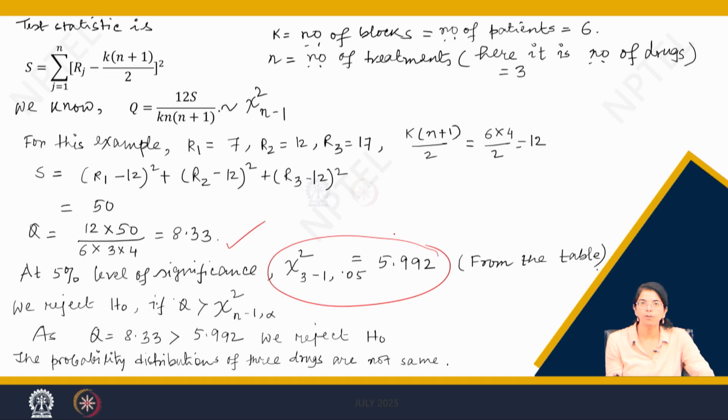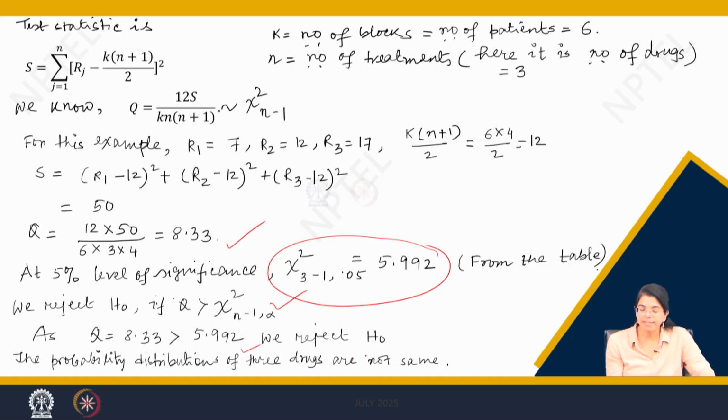Chi-square tabular value, all of you are familiar with how to look to the chi-square table to fetch out the tabular value. I have already explained it beforehand. So, chi-square tabular value for 2 degrees of freedom and 5% level of significance turns out to be 5.992. What is your Q calculated? 8.33. So, Q is bigger than the chi-square tabular value. 8.33 is bigger than 5.992, and we reject the null hypothesis.